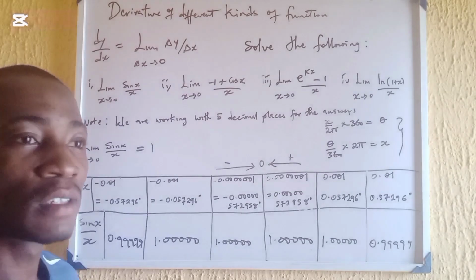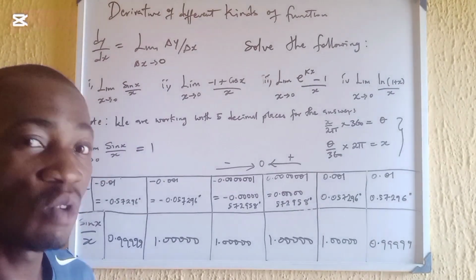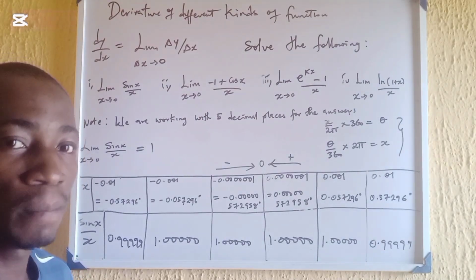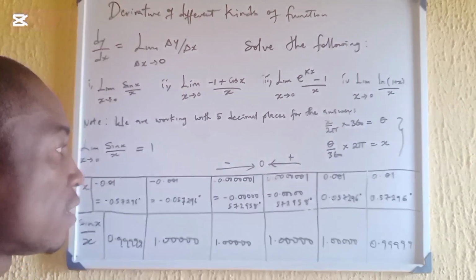Now remember that the limit of a function is said to exist if the right-hand side limit is equal to the left-hand side limit. In other words, when you're approaching a particular value of x from the right and from the left, it should give you the same answer.